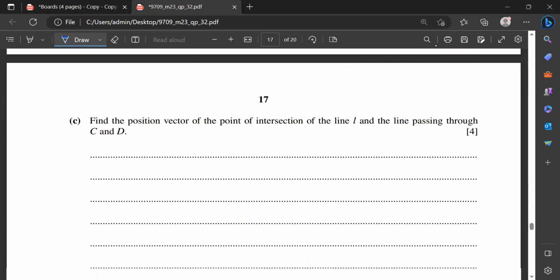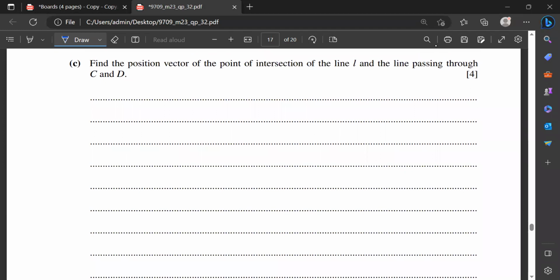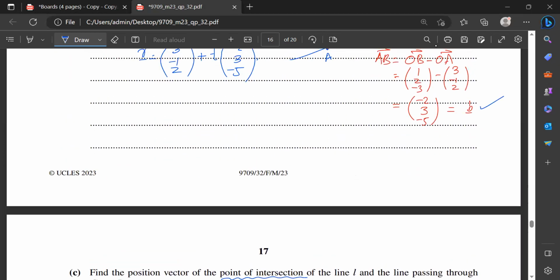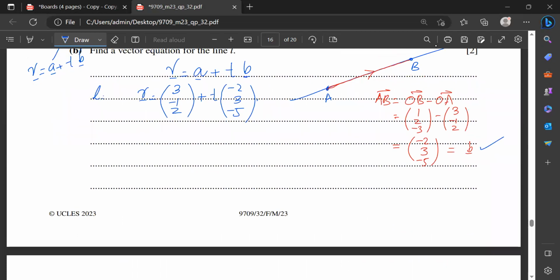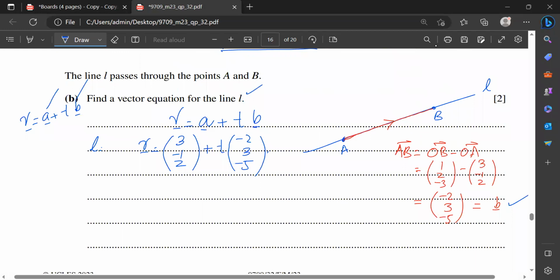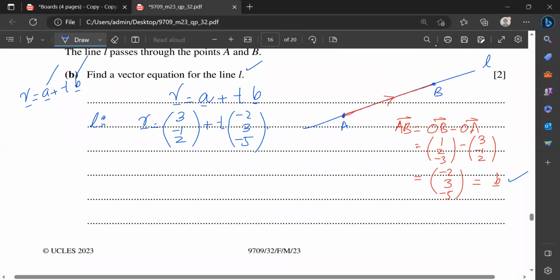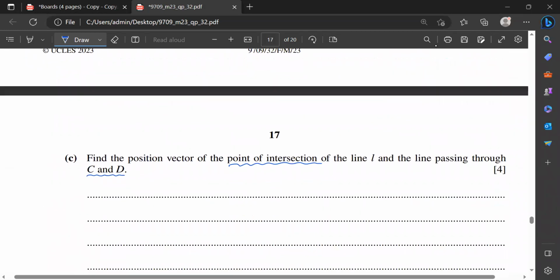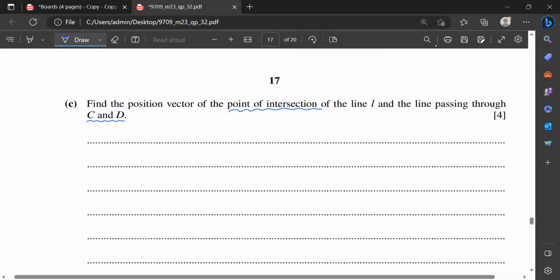For the third part, part C, find the position vector of the point of intersection of line L and the line passing through C and D. As the point of intersection of two lines is required, line L is already there in the previous part. This is line L, as mentioned here. But for the second, we need another line, and that is the line CD, the line passing through the points C and D.